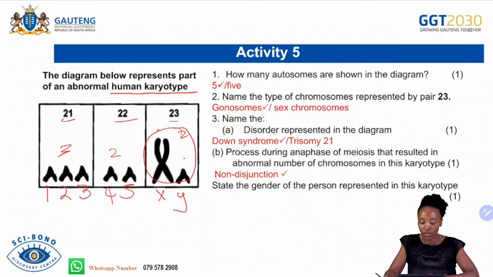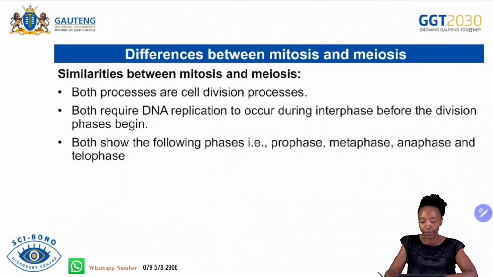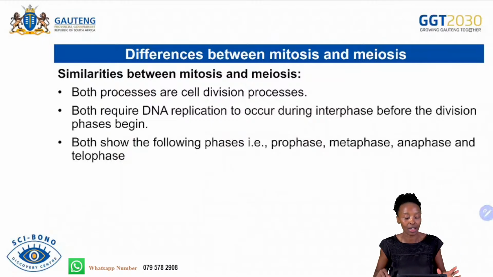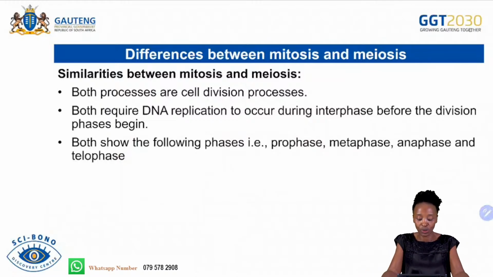And then the last question, state the gender of this person. This person is male because pair number 23 does not look alike. The one is big, the other one is small. So X and Y. Okay. Then lastly, according to the exam guideline, you are supposed to compare meiosis and mitosis. Remember, we did mitosis in grade 10. So what are the similarities between mitosis and meiosis?